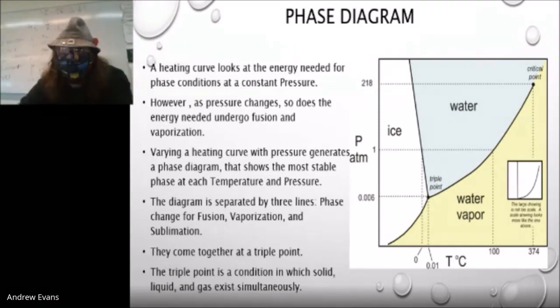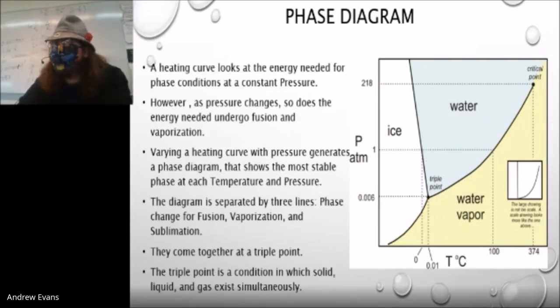Triple point is a special point under a very exact condition. All three phases exist simultaneously. Because what you've got to remember, when you hit this line right here for ice and water, at 0 degrees under one pressure, ice and water exist at the same time. If there is no heat flow into it, you're going to have ice chunks floating in the water.